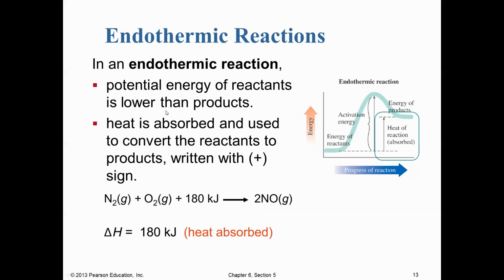So endothermic reactions are the opposite. We start out with reactants that are low in potential energy. Then we have to add in energy to end up with high potential energy products. So where does that added energy come from? Well, we actually absorb heat in this type of reaction. So here's an example. N2 plus O2 produce NO. So we produce 2 NO here. And notice that our heat in this case is listed as a reactant rather than a product. And the delta H here is expressed as a positive value rather than a negative value, indicating that heat's entering the reaction rather than leaving the reaction.